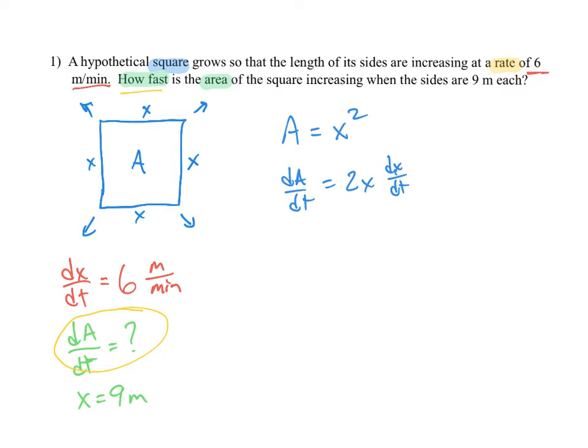Now, once you have your implicit derivative written out, it's time to evaluate, and that means plug numbers in. So I'm going to plug that 9 in where this x is, and I'm going to plug the 6 in where the dx dt is. And I'll just multiply that out. So dA dt equals 2 times 9 times 6. That's 12 times 9, that's 108. And that is meters squared per minute, because area is measured in square units. So 108 meters squared, oops, made a mistake there, meters squared per minute.